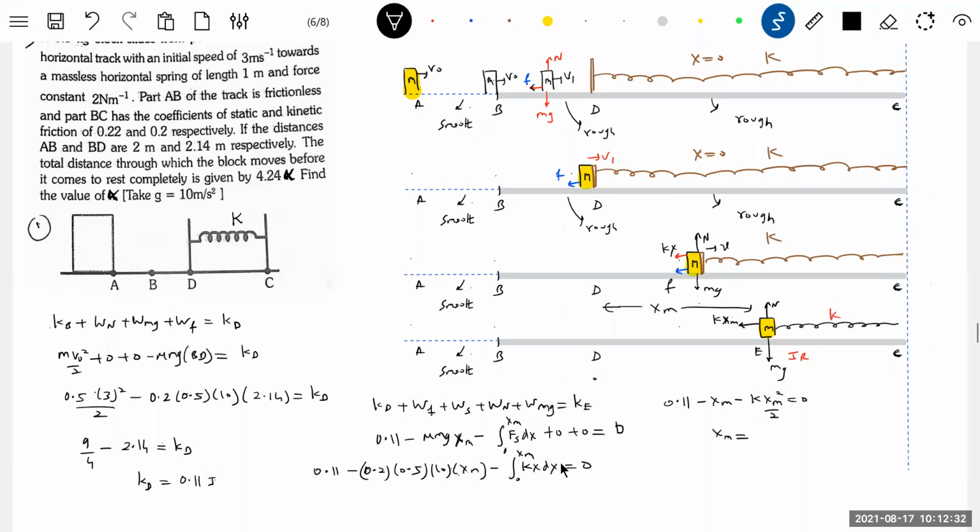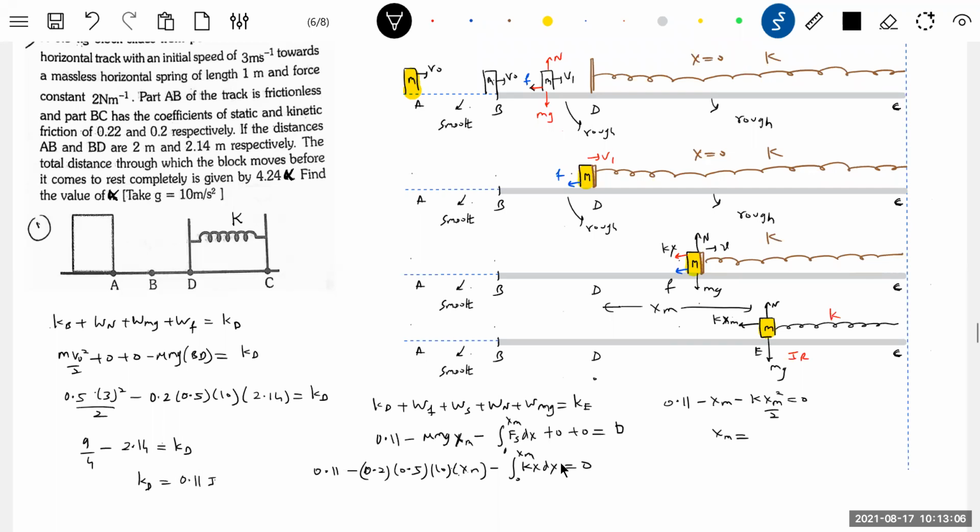Somebody should give me the value. After getting xm, we can take a decision on what will happen. When both conservative and non-conservative forces are acting, we just take help of the work energy theorem, because that is universal, applicable in all situations. Conservation of mechanical energy applies only when conservative forces are doing work. This is what a student has to develop. That's all. The methodology is what you should learn here.